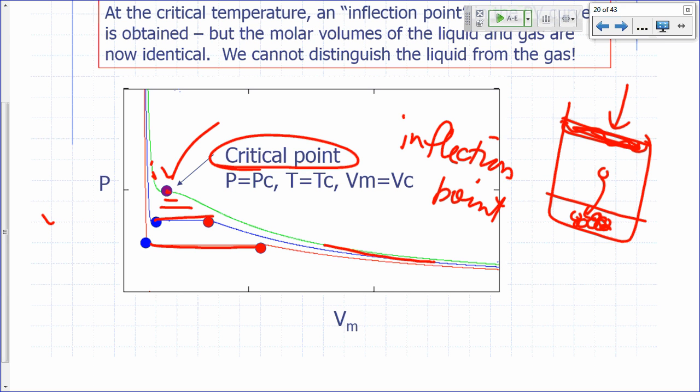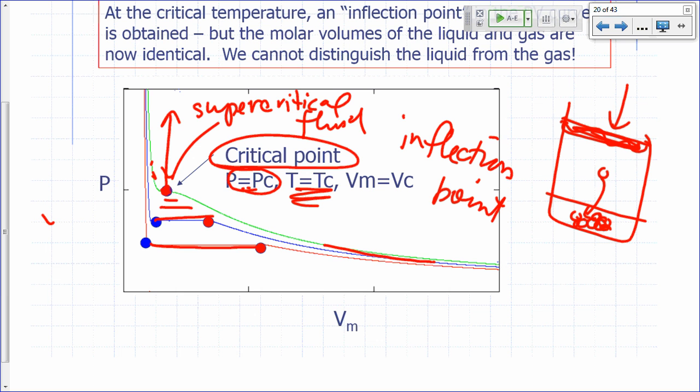At that point, you'd say beyond that temperature, beyond this critical temperature, you can no longer liquefy or solidify a gas by just increasing its pressure. So beyond this, you have what's called a supercritical fluid. Okay, so this point right here is your critical point. The pressure at that point is the critical pressure. The temperature at that point is the critical temperature. The volume at that point is the critical volume.